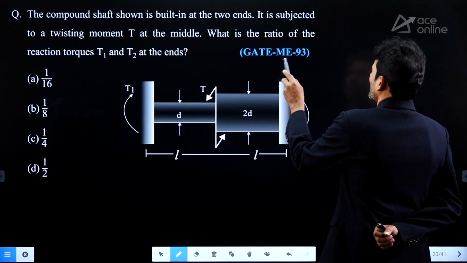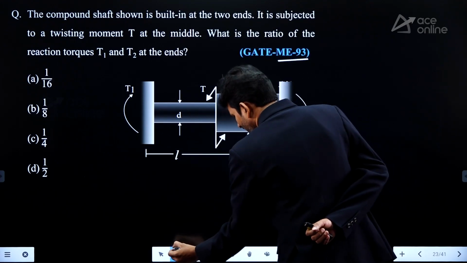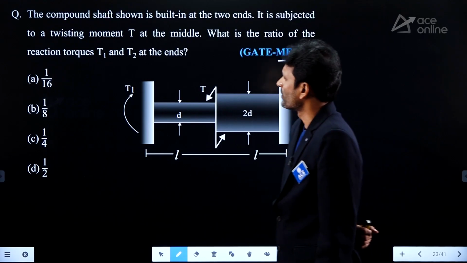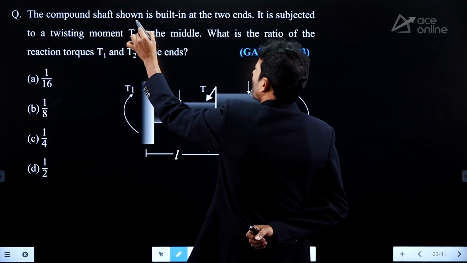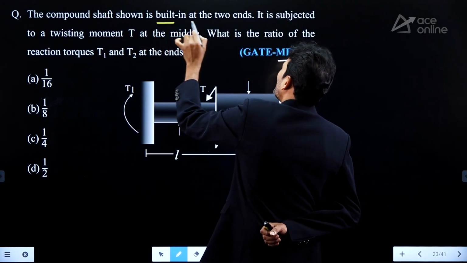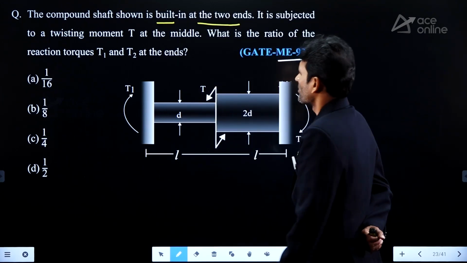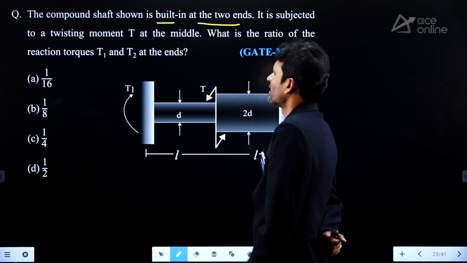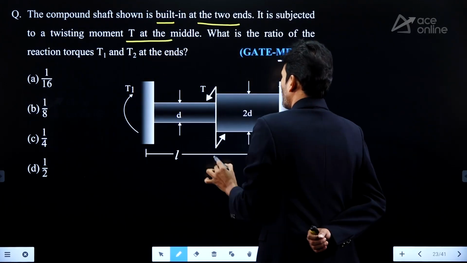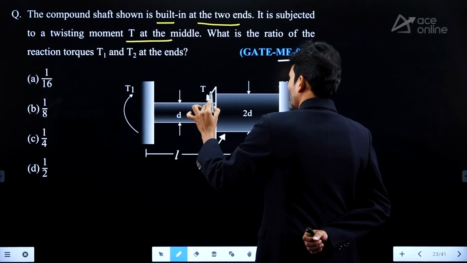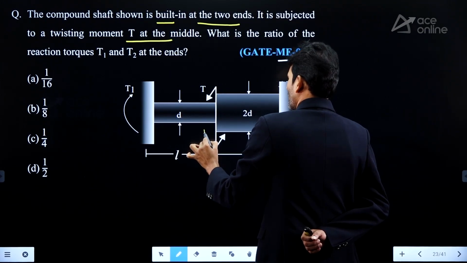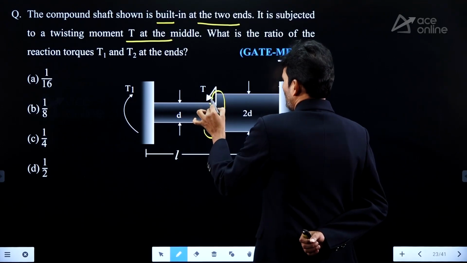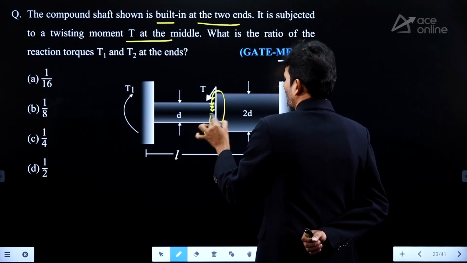Another interesting question from GATE 93, a very long back question. What is the data given? What do we require? Try to observe. The compound shaft shown is built in at the two ends. Both sides we are providing rigid supports. It is subjected to a twisting moment T at the middle point. Now look here. This is the application of torque we are observing in anti-clockwise direction, with a magnitude of T.